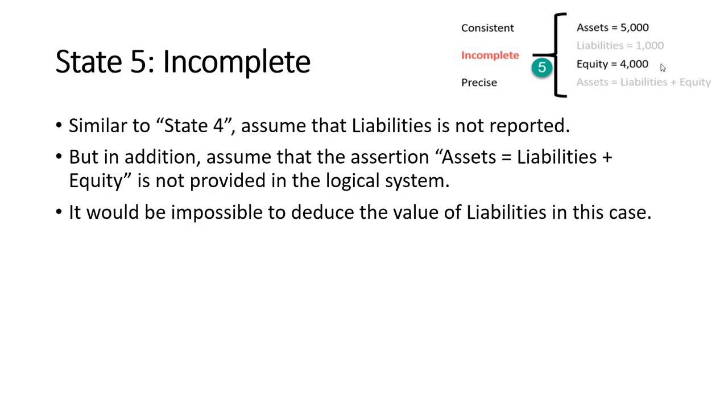But this is an incomplete system. If you don't provide the rule, assets equals liabilities plus equity, and you provide the fact for equity and the fact for assets, there's no way to derive the value for liabilities because you don't have enough information. The real world is that assets equals liabilities plus equity. If you only provide assets and equity, you can't really assume that liabilities is of a specific value because the system does not have enough information to derive the value, so it's incomplete.